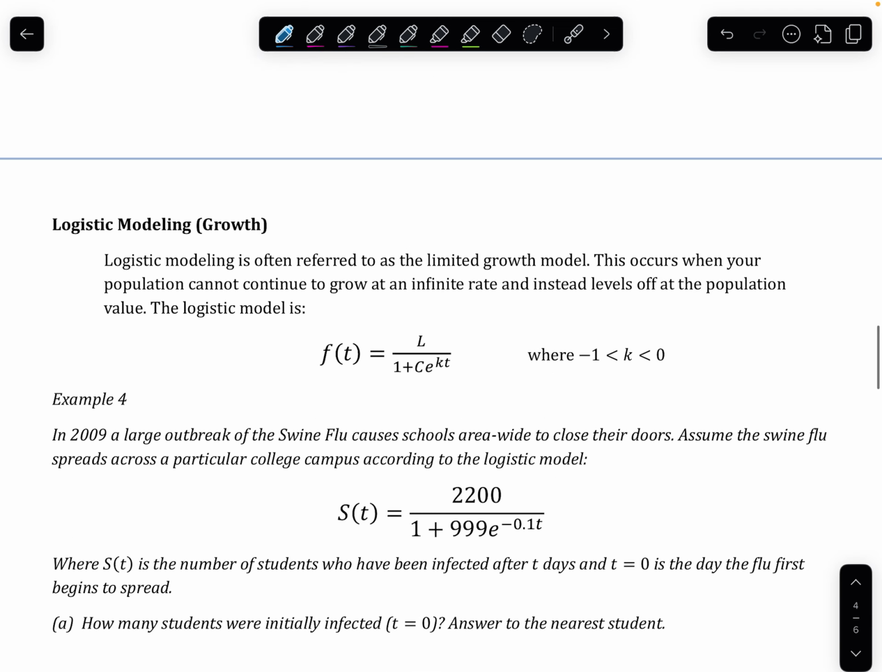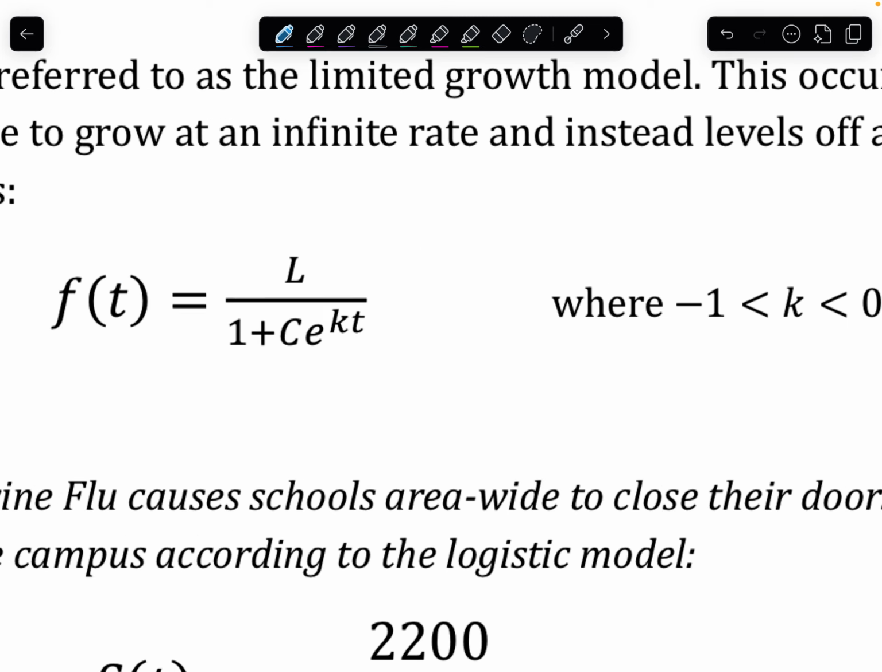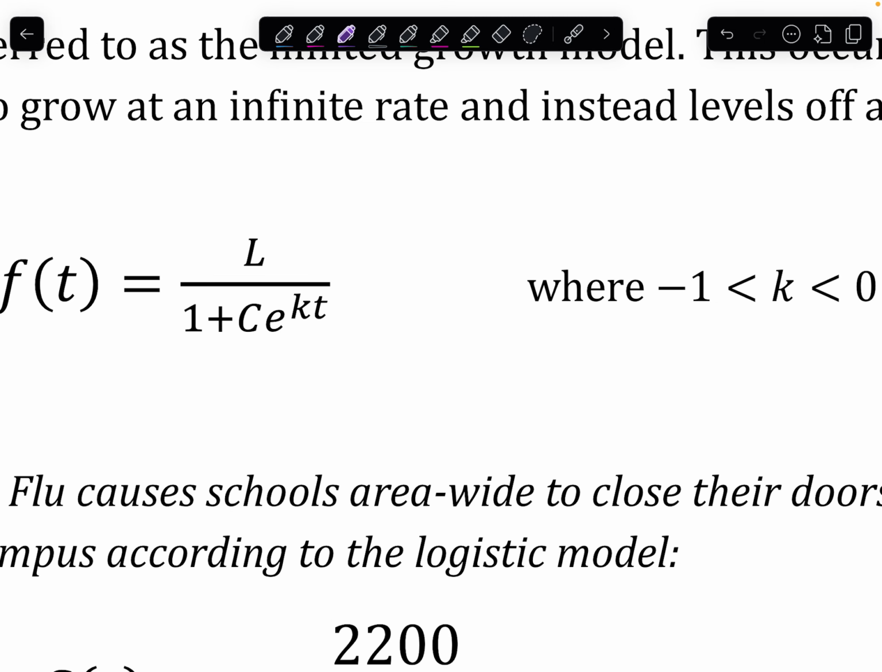Logistic growth model. A logistic growth model is a special type of exponential growth model, and it's used when there's a population cap and you cannot exceed that population. So here's just a real rough graph of what a logistic model looks like.